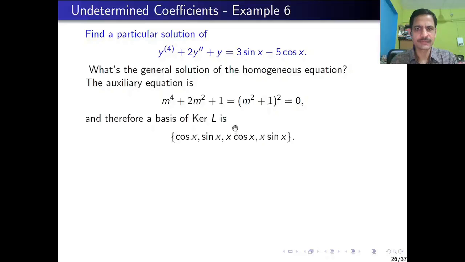Clearly, here iota is a root of this equation, and it is with multiplicity 2. Therefore, we have multiplied x with cos x and sin x.